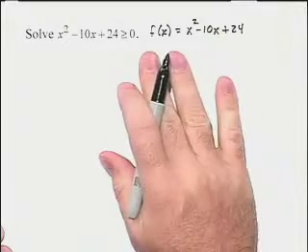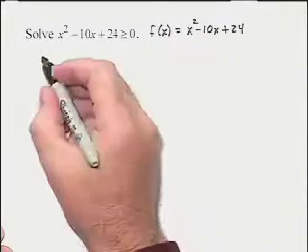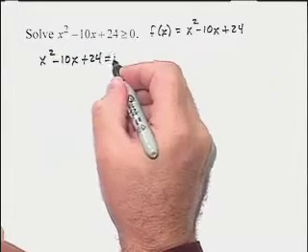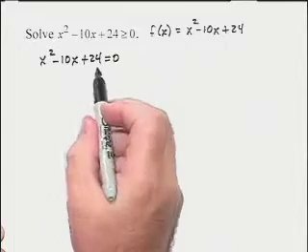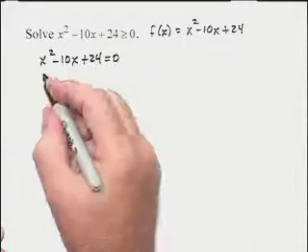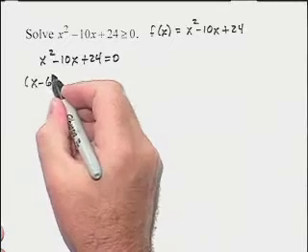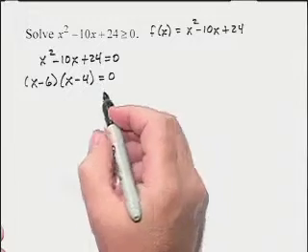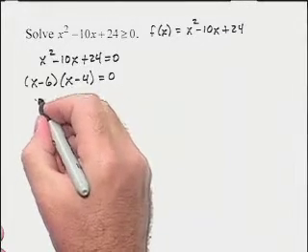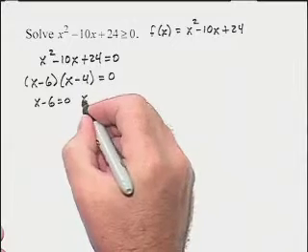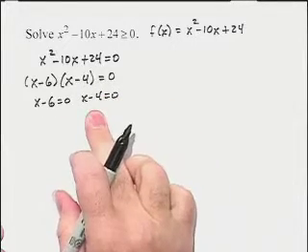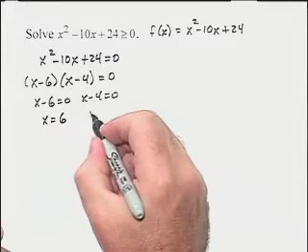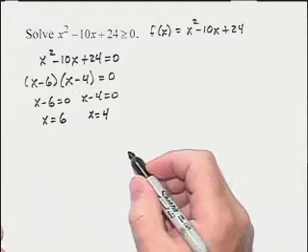To do that, we'll start off by finding where f of x is equal to 0. That is, we'll solve x squared minus 10x plus 24 is equal to 0. This is a quadratic equation. We can factor this left side. We'll have x minus 6 times x minus 4 equal to 0. We'll set each linear factor equal to 0: x minus 6 equals 0, x minus 4 equals 0. And we solve these two linear equations. In the first equation, we'll get x is equal to 6. In the second, we'll get x is equal to 4.